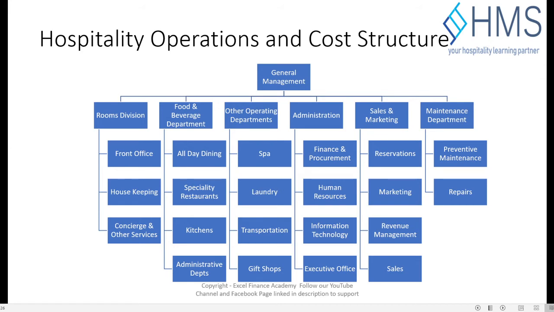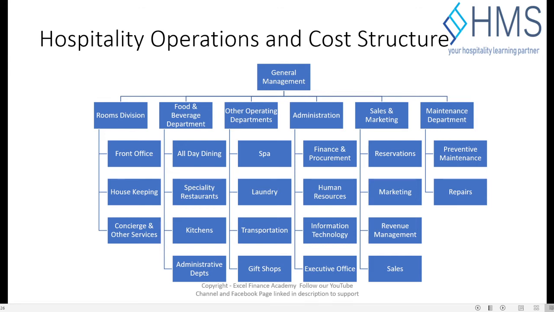So depending again on the size of the hotel and the structure of how they are maintained, it's important for the finance department to have a clear structure and to know how each department is related with the others. How they are related, we're going to be learning in another video. But you need to have a clear structure of the hotel operations.